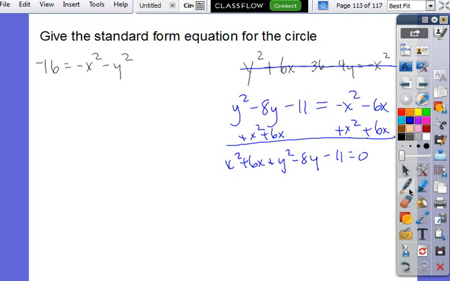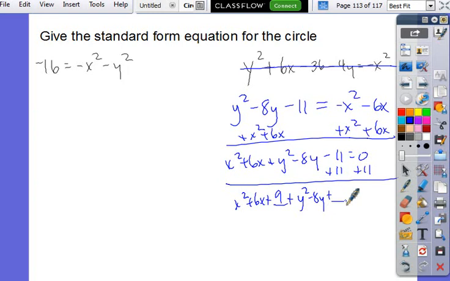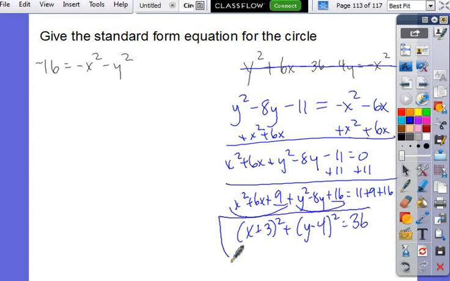So if I'm here, I've got a plus the 11. What goes behind that 6? A 9. 6 divided by 2 is 3. 3 squared is 9. Y squared minus 8y, 16. 8 divided by 2 is 4. 4 squared is 16. So I have 11 over here. I have to add the 9 and add the 16 that I put in on that side. The first 3 break down as x plus 3 squared. Those 3 break down as y minus 4 squared equals 36. There's my equation. Center, negative 3, positive 4. Radius equals square root of 36, which is 6.